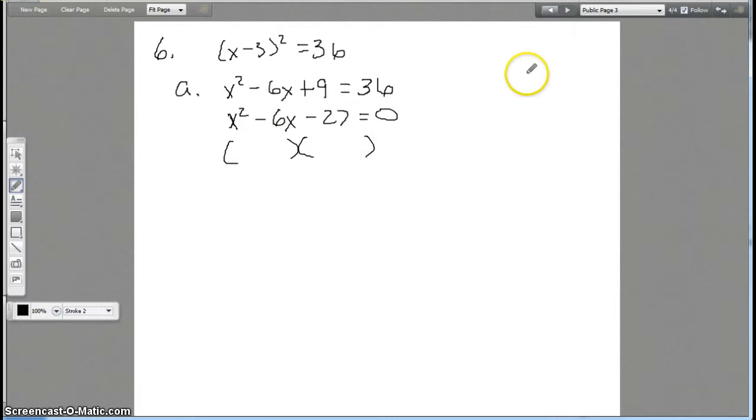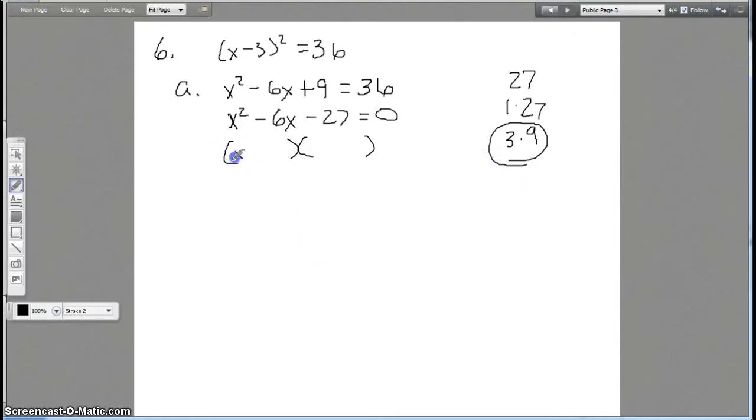Okay, so what are my factors of 27? My factors of 27 are 1 and 27, or 3 and 9. Those are all the factors I've got. Now, since this is a minus sign, that means that I need to subtract the two factors, and the number I'm trying to get when I subtract them is a 6. So the difference between 27 and 1 is 26, but the difference between 3 and 9 is 6. So this is the pair I want.